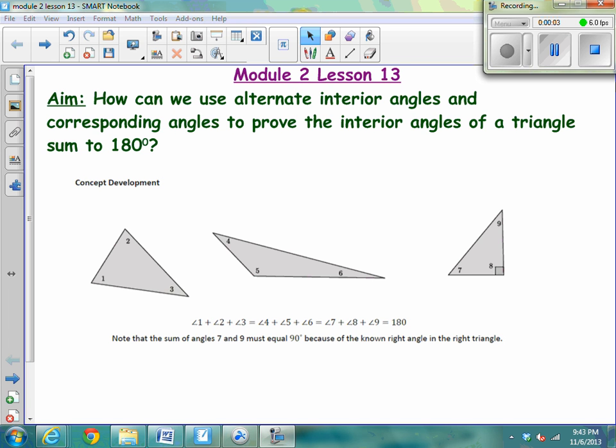This is Module 2, Lesson 13. How can we use alternate interior angles and corresponding angles to prove the interior angles of a triangle sum to 180 degrees? Turn to your binder for Lesson 13, and the first picture is 3 different triangles.